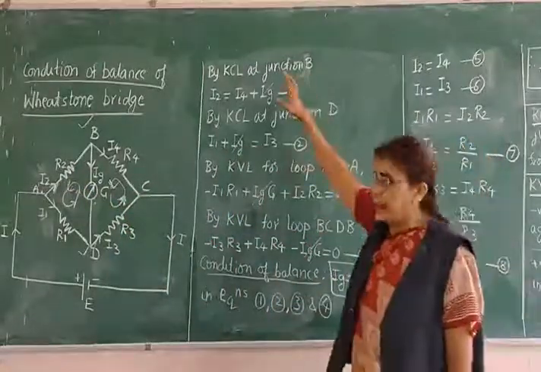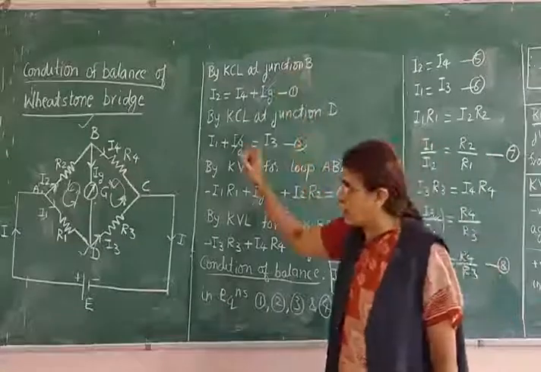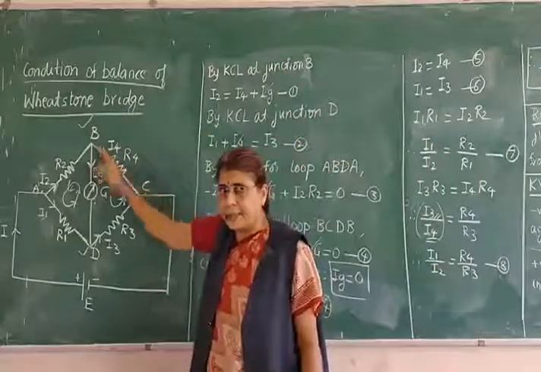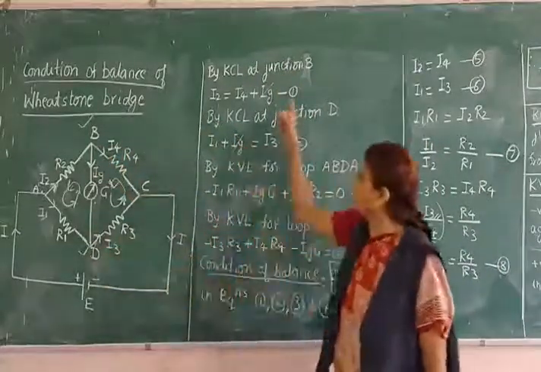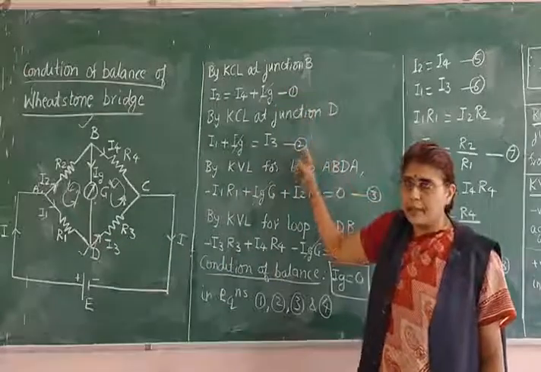Second, we apply KCL for 2 junctions. What are the 2 junctions? One is B, another is D. So I get 2 equations, equation 1 and equation 2.